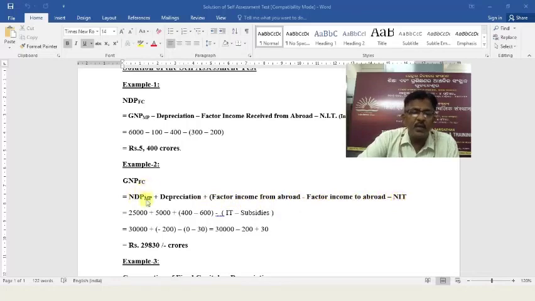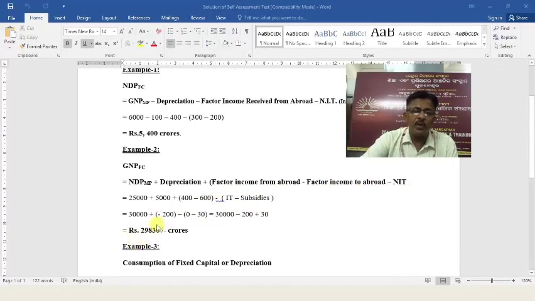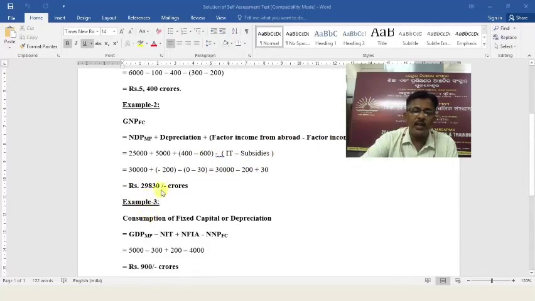Minus the NIT. Why? You want the factor cost concept: market price minus net indirect tax gives factor cost. Here I have forgotten to give the bracket. The bracket will be closed here only, then the minus sign NIT, because this is a different concept. So as per the example, factor income from abroad minus factor income to abroad, the bracket is closed here, and the minus sign, that is NIT, indirect tax minus subsidy. Okay. So the answer will be 29,830 crore.